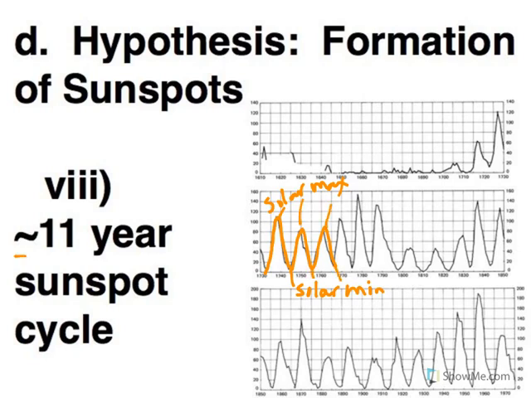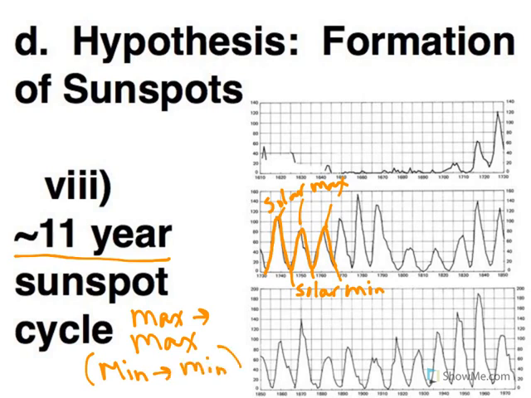And roughly every 11 years, from maximum to maximum, it's also roughly that amount of time from minimum to minimum. But it's not perfect. Sometimes it's 9 years, sometimes it's 13 years. But on average, it's an 11-year cycle.